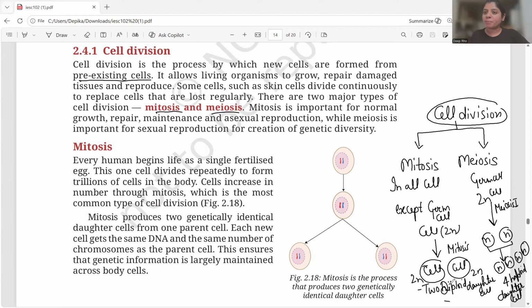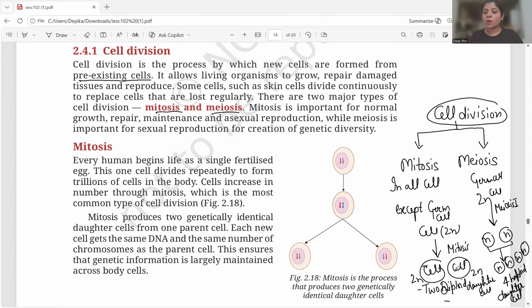So diploid number is maintained and two daughter cells are formed, and the cells have the exact genetic material as their parent cell is having. So every human begins life as a single fertilized egg. This one cell divides repeatedly to form trillions of cells in the body. Cells increase in number through mitosis, which is the most common type of cell division. Mitosis produces genetically identical daughter cells. Identical daughter cells, yes. So from one parent, each new cell gets the same DNA and same number of chromosomes.